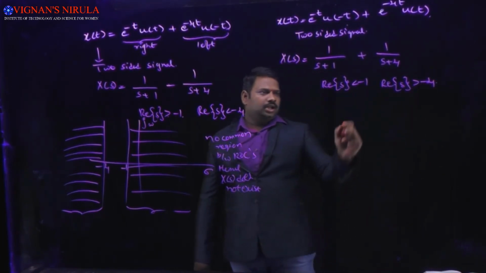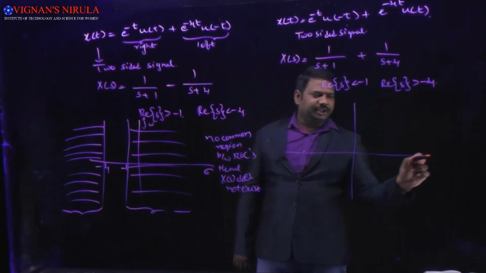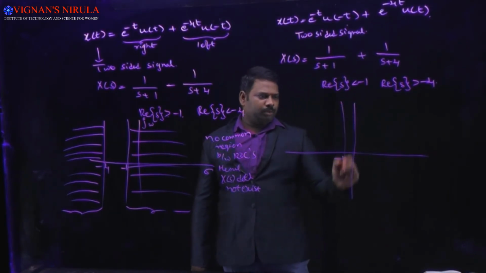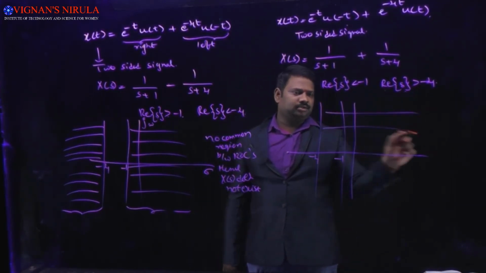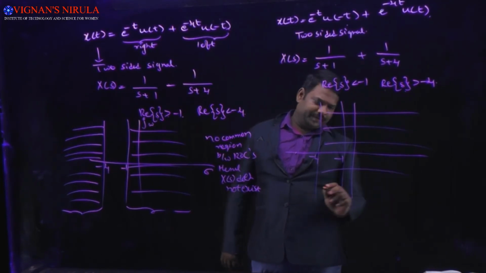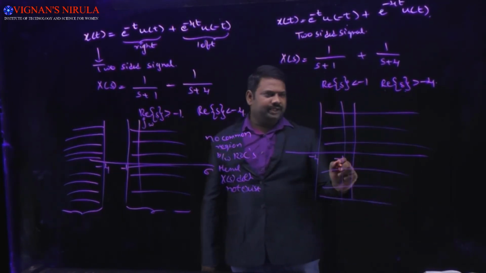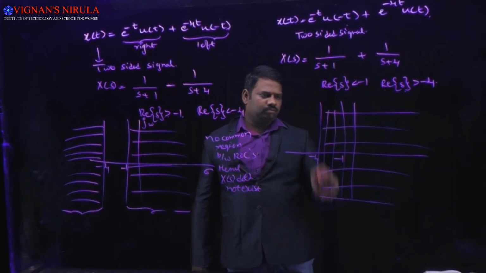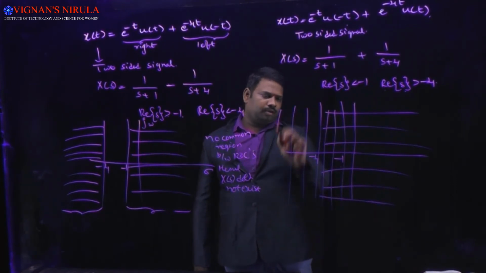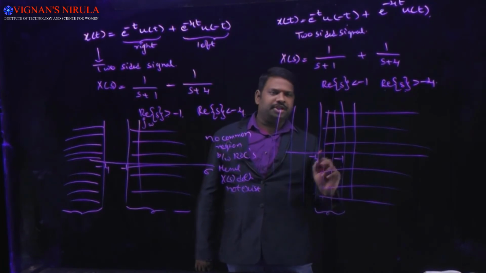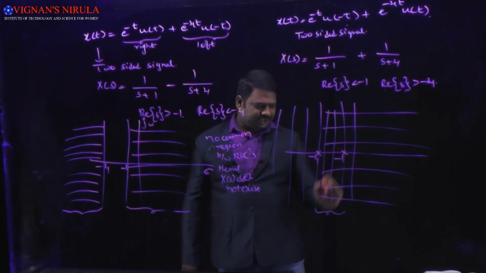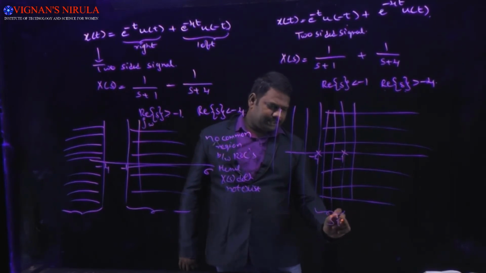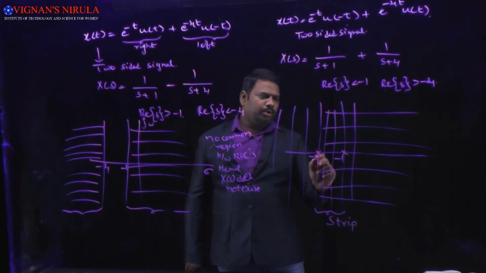Right. Therefore, when we plot the ROC like this, minus 1 is one particular line and minus 4 another line, Re of s greater than minus 4 like this, and Re of s less than minus 1 like this. Therefore, the common intersection region is this small region. That is, this particular one is a strip bounded by the poles.